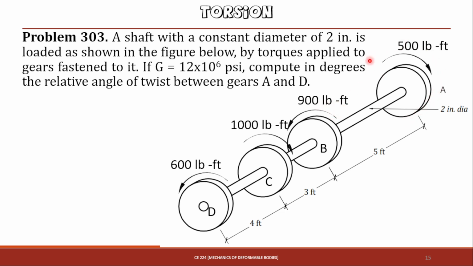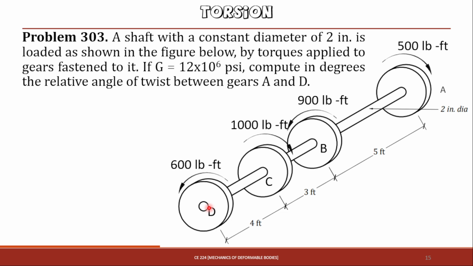So, overall, meron tayong 500 clockwise tapos counterclockwise na 900. So, magkokontra sila. So, they will cancel each other out. So, maiiwan ay 400 pound-foot na counterclockwise dito. So, magti-twist siya ng counterclockwise pagdating sa B. Tapos, clockwise pagdating sa C. Tapos, counterclockwise ulit sa D. So, pag tinutukoy natin na relative angle of twist ng D with respect to A, ang kailangan lang natin kunin dito ay yung total angle of twist sa buong shaft.